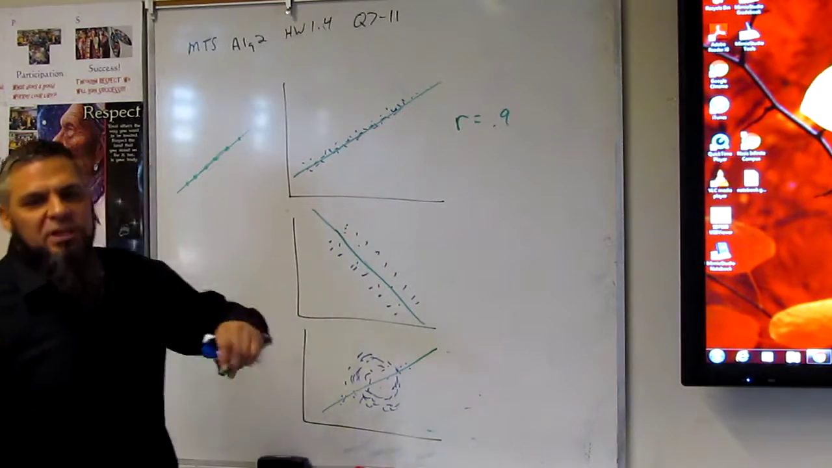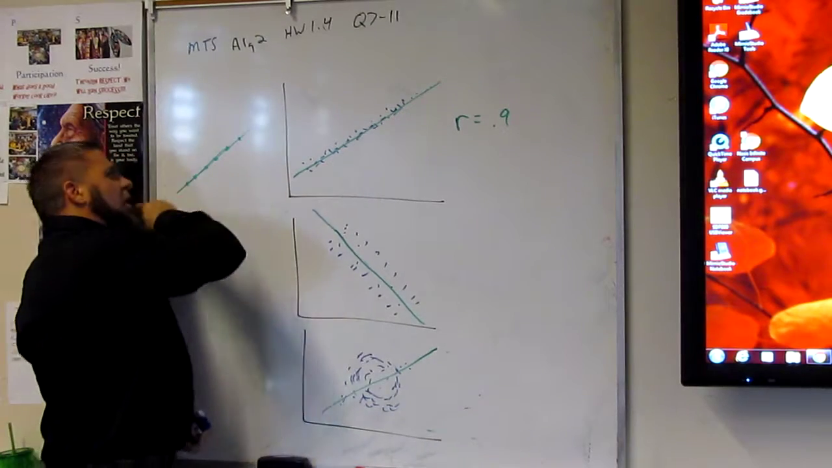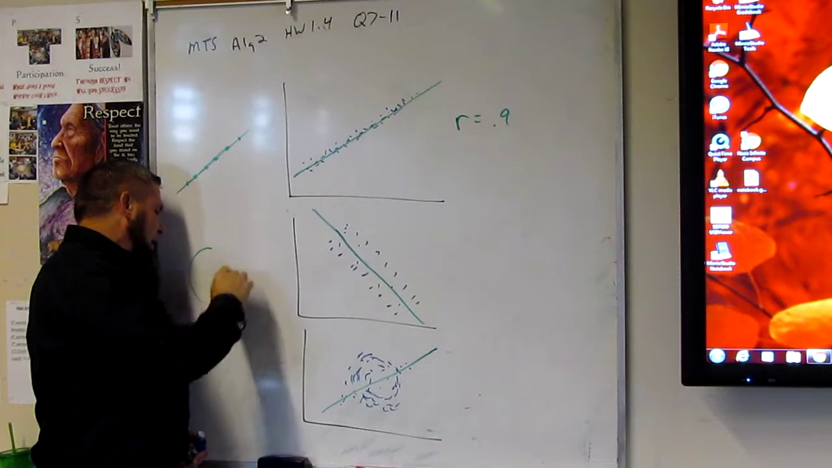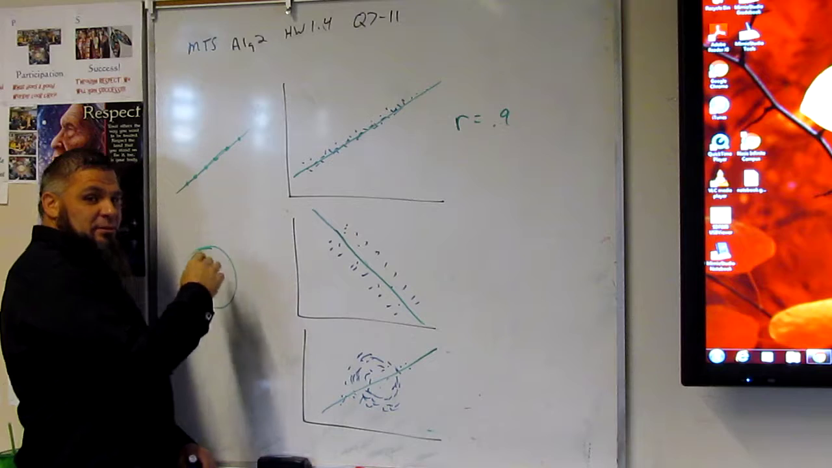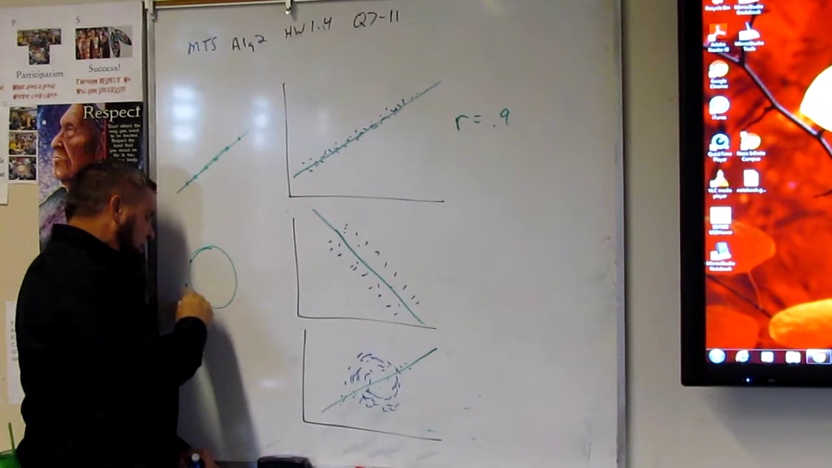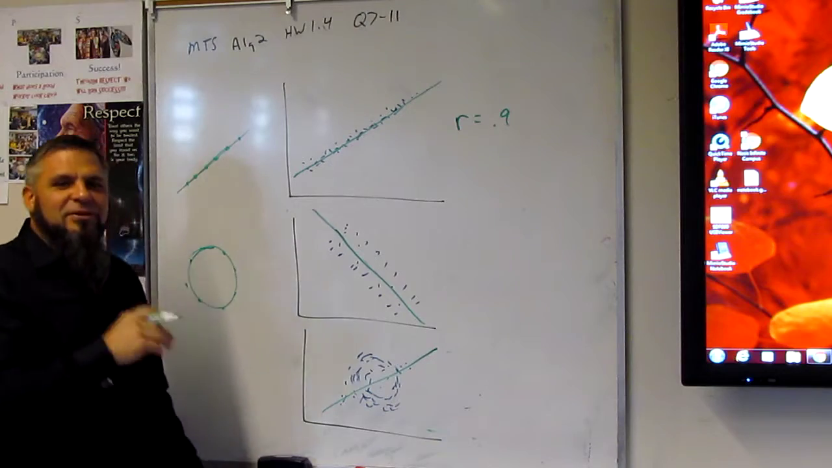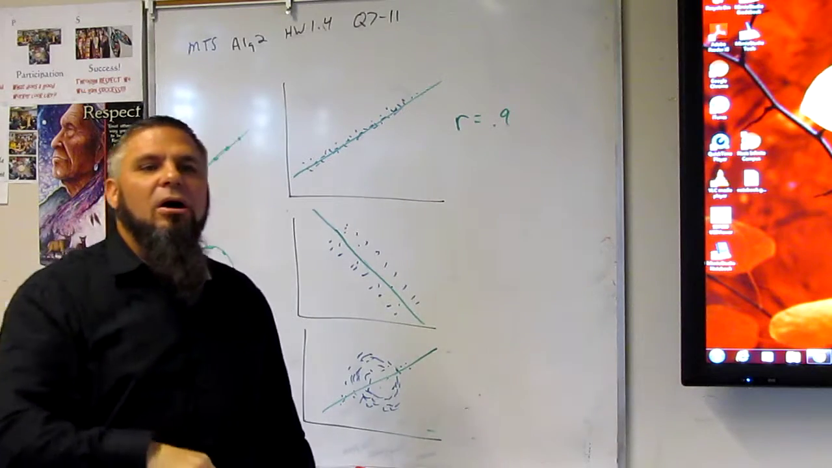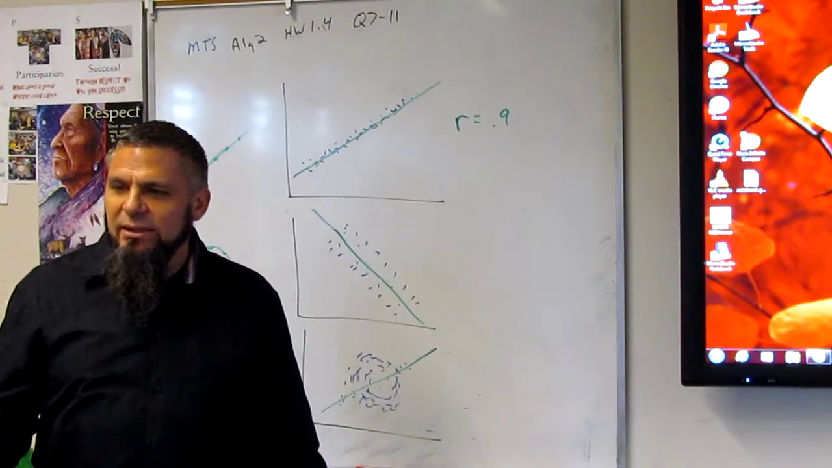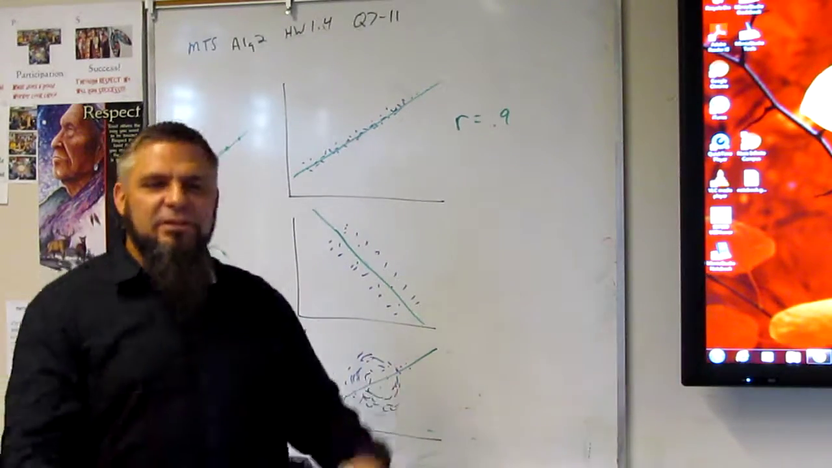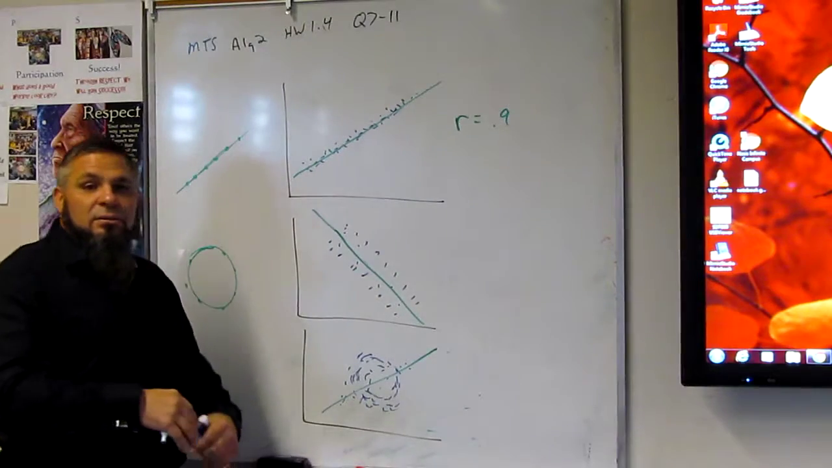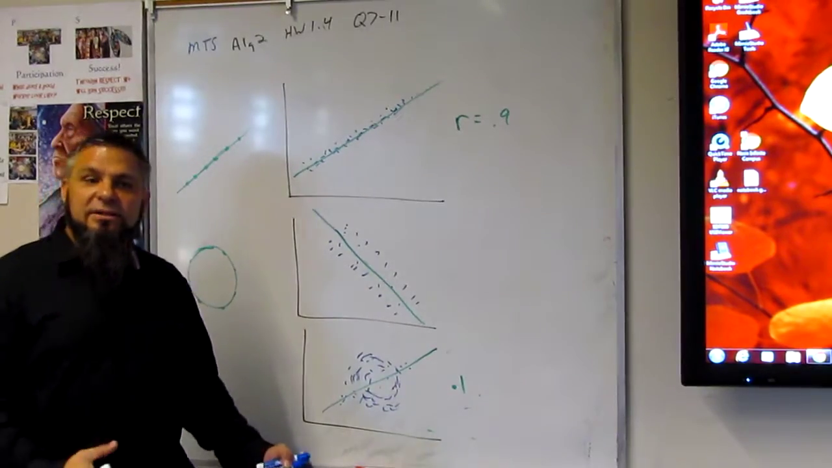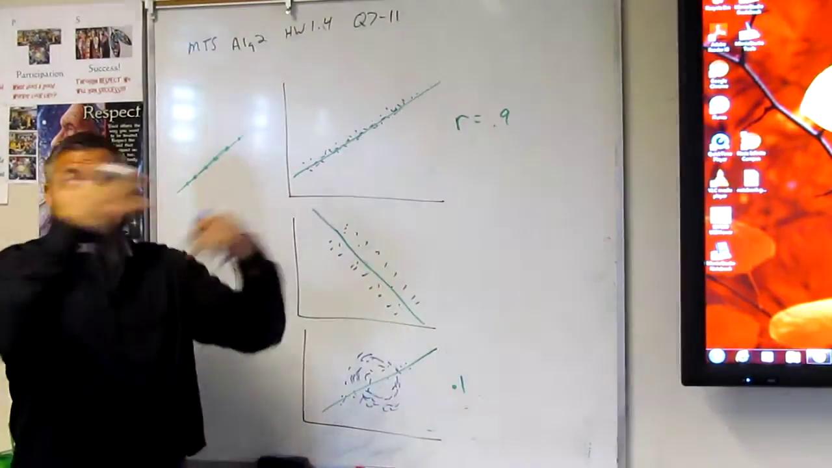So your value goes from 0 to 1. 1 meaning it's all on the line, and 0 meaning it creates a perfect circle, like the scatter plots made a perfect circle. If the scatter plots made a perfect circle, you would get an R value of 0. That's the only way you could get an R value of 0. Otherwise, your R value is going to be about 0.1. Does that make sense? Anything in between is somewhere in between.